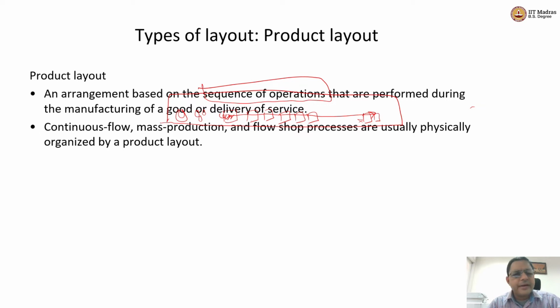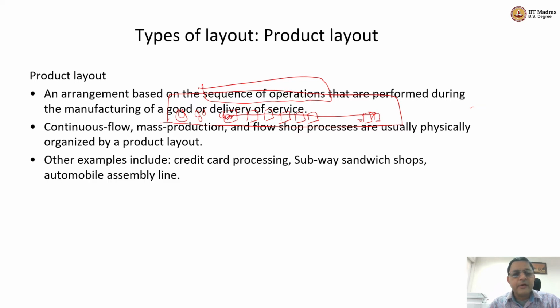Flow shops, right? Those are the typical arrangements that have this product layout. Another example is Subway sandwich shops. If you have ever been to a Subway sandwich shop, notice the layout. Your credit card processing is in a particular sequence. First you do this, then this, then this, then this, right?